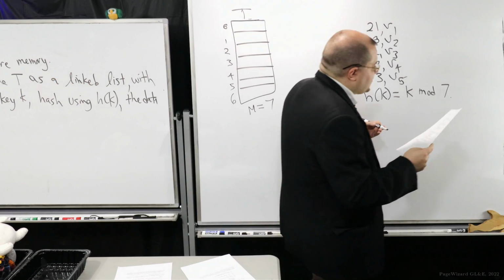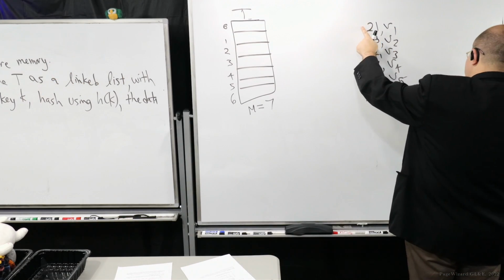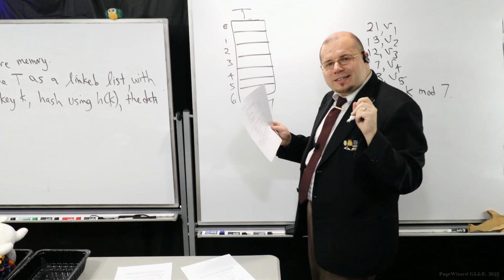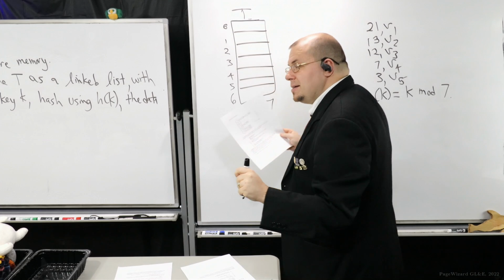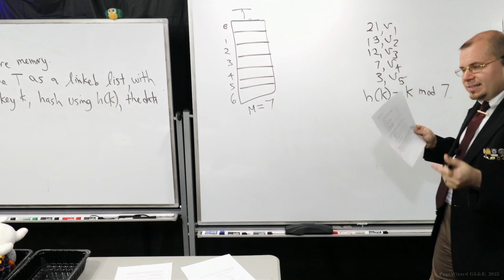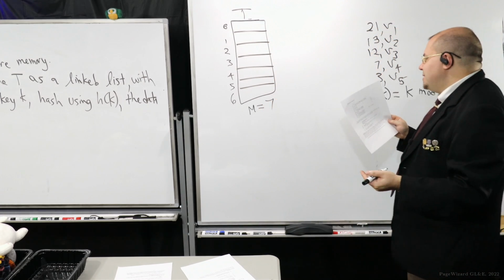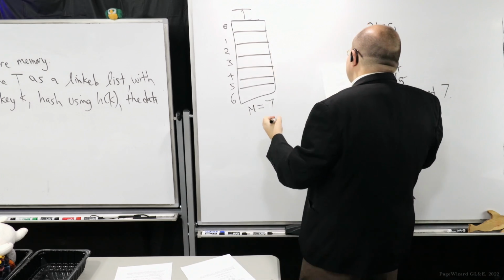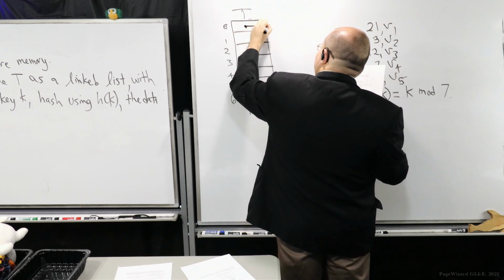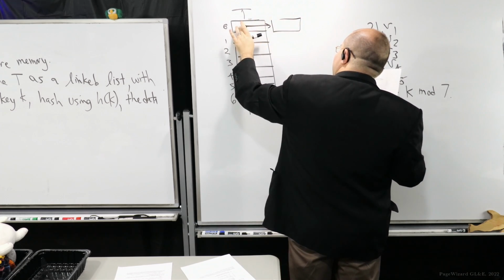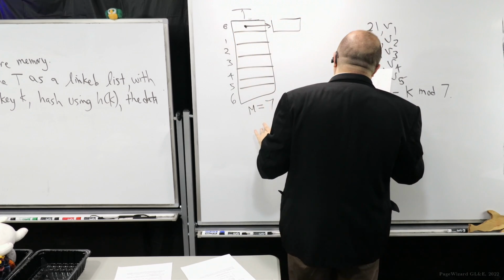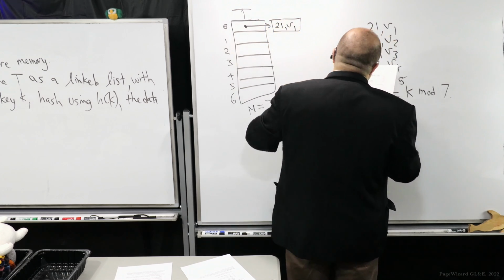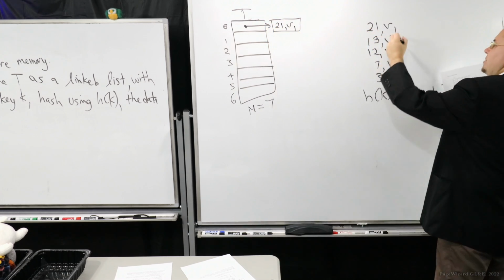So if I have 21, I would compute 21 mod 7. Now 21 is the same as 7 times 3, right? Because 7 times 2 is 14, plus 7 is 21. That means it cleanly divides by 7, with no remainder. So I create a new node and insert it at the head of this linked list. Each one of these is going to be null at this point. So far I've inserted 21.